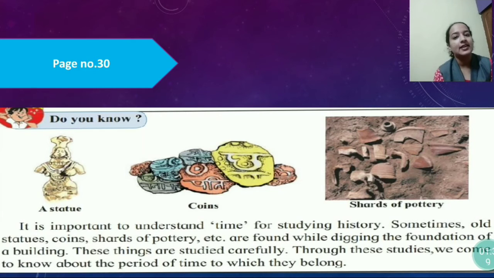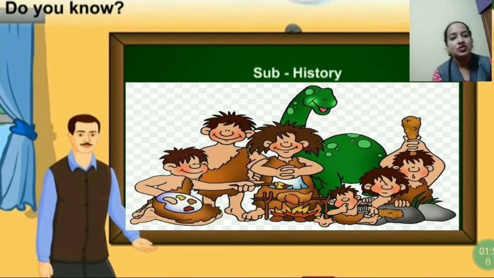These things are studied carefully. Through these studies, we come to know about the period of time to which they belong. History is the study of time. Many great people who are called historians have studied the time carefully. It helps us to understand the events which have occurred in the past. These past events help us to know what might happen today or what might happen in the future.